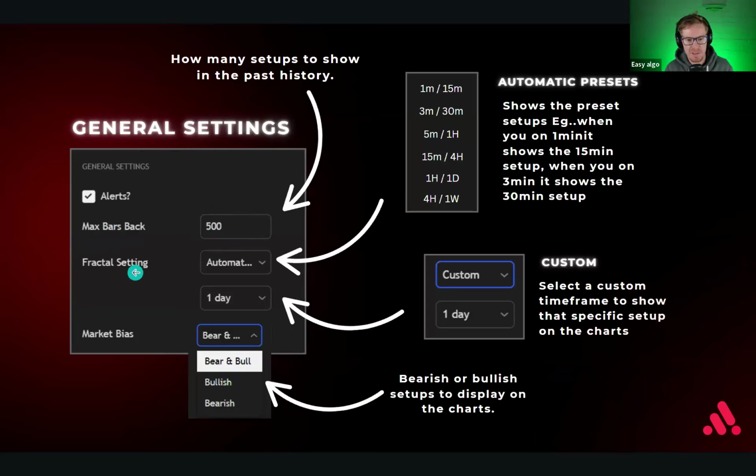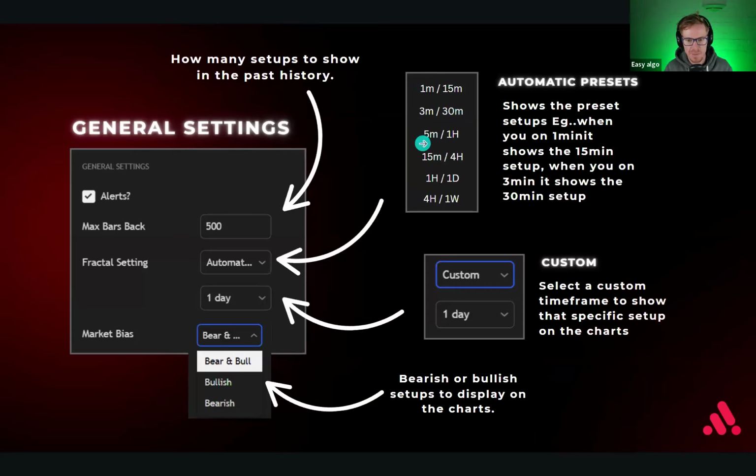Then if we come down to the fractal settings, we've got the automated setting. If we've got it set to automatic, it's basically going to work on these automatic presets over here. So if you're on the 1 minute chart, it's going to show you the higher time frame 15-minute candle. If you're on the 3-minute chart, it's going to show you the 30-minute higher time frame candle. If you're on the 5 minute, it's going to show the 1 hour higher time frame candle.